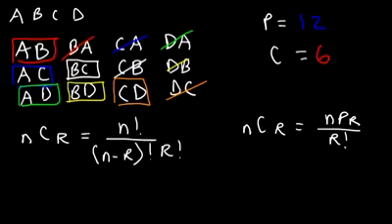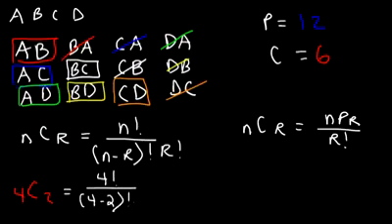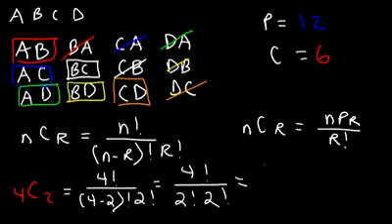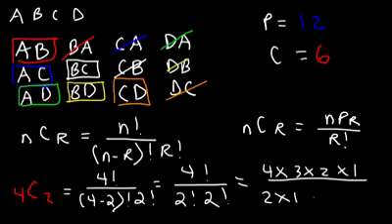So we have 4C2 in this example. So n is 4 and r is 2. So this is equivalent to 4 factorial divided by 2 factorial times 2 factorial. And we know that 4 factorial is 4 times 3 times 2 times 1. 2 factorial is 2 times 1. And we have another 2 factorial.